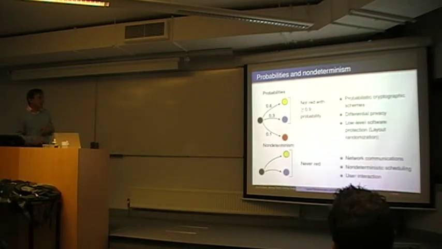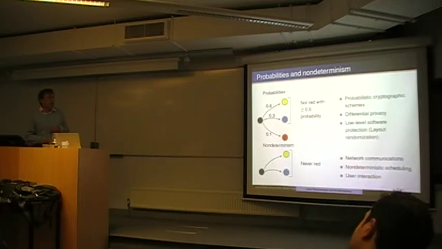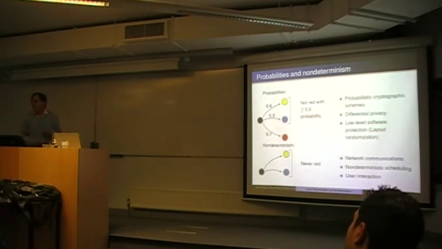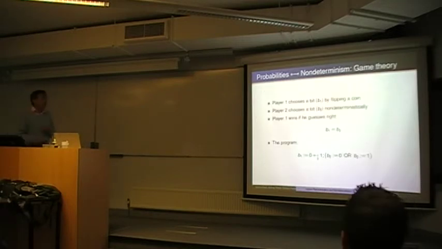This is probably not to say anything you don't know. It's just remarking that probability is used in many contexts in practice, and non-determinism arises from many contexts in practice. Here I'm thinking of something like network communications, and probabilistic cryptographic schemes. Those are the couple I want to think of. But just to give another example, there's differential privacy; there are quite a few such things.